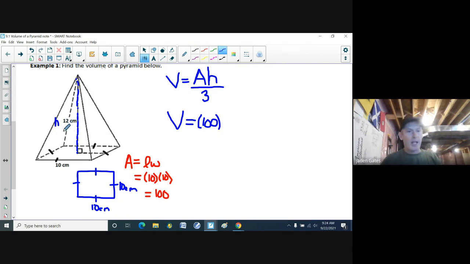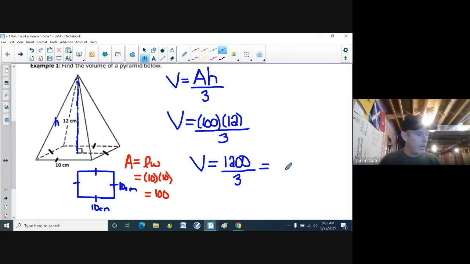We have our height. Again, I'd like to label my diagrams because we're going to get into more complicated shapes. So I always try to label my diagrams. And again, sometimes we have to do a little bit of extra work like we did here with the area of the base. All right, times my height, which is 12. And again, I'm going to divide by 3. All right, so my volume here, I'm going to take 100 times 12, and I get 1,200. And then I can divide that by 3. So I take 1,200 and I divide it by 3, and I end up with 400.